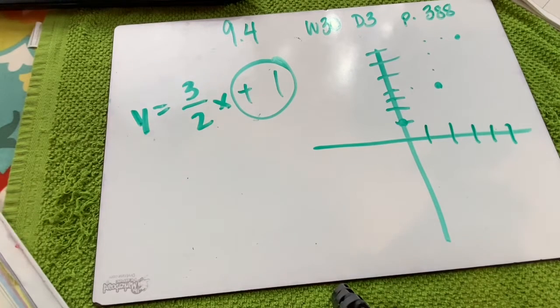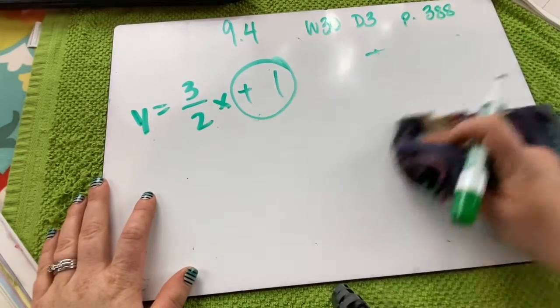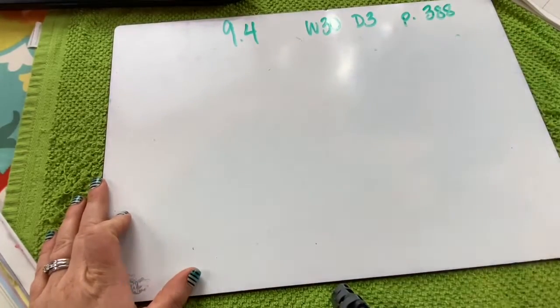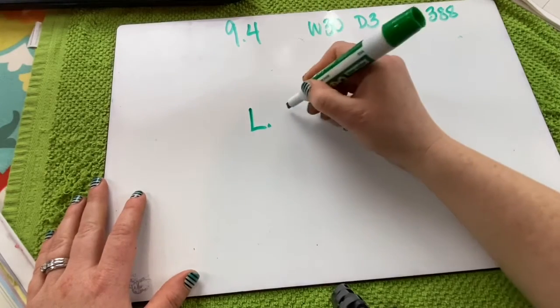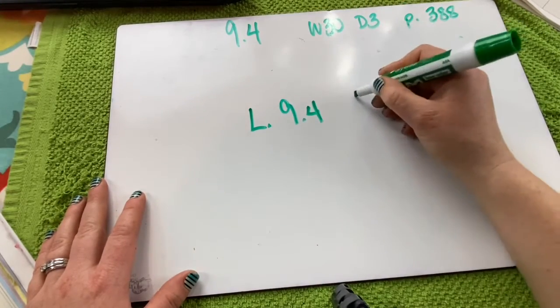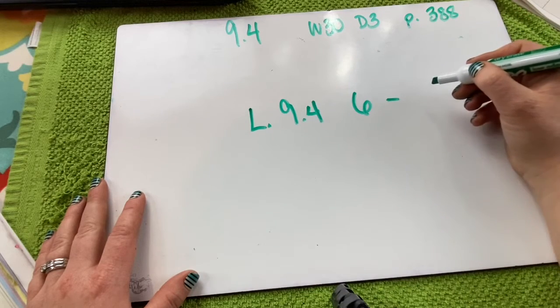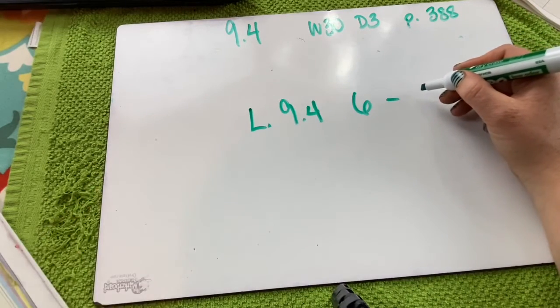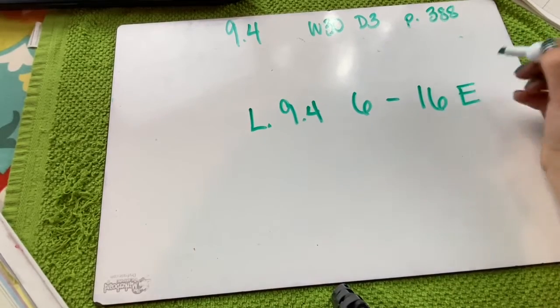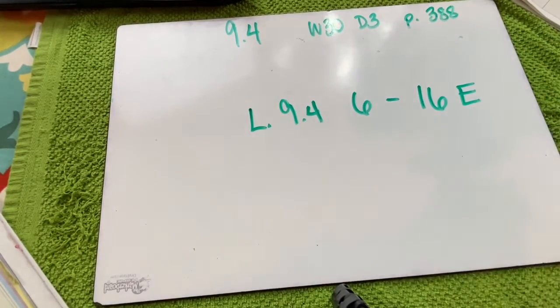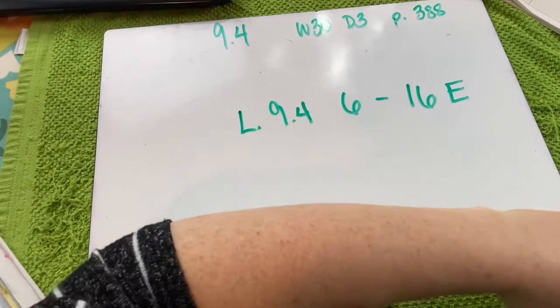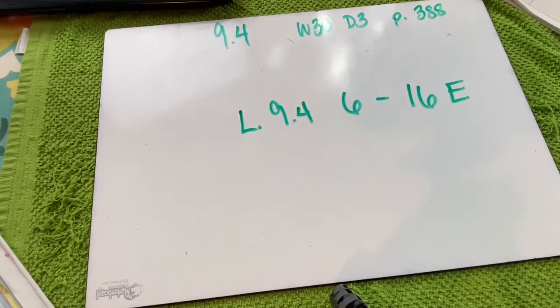I want you to do today for math. You guys are going to be doing lesson 9.4, 6 through 16 even. Now that doesn't look like that many, but each one will be worth 2 points. So when we grade, you'll get 2 points, one for graphing and one for figuring out the line. Okay, so you guys are doing 9.4, 6 through 16 even.